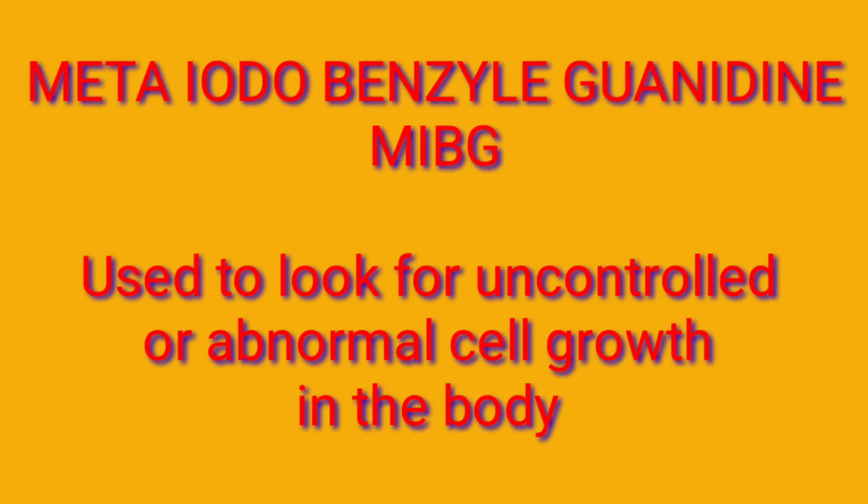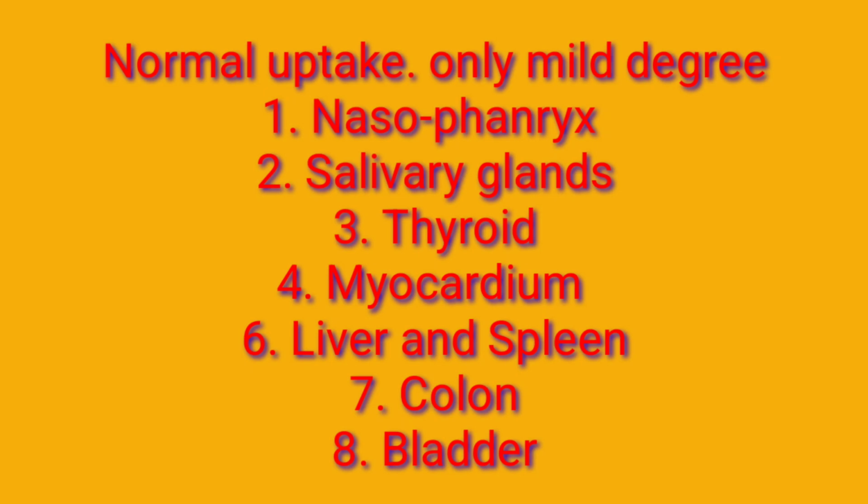Meta-iodobenzylguanidine is a radiopharmaceutical used in nuclear medicine. Nuclear medicine is the branch of diagnostic radiology and is used for the purpose of diagnosis. Mainly the function of this radiopharmaceutical is to look for uncontrolled or abnormal cell growth within the body. It is usually used to detect abnormal growth or abnormal cells, but this pharmaceutical is also taken up by the normal tissues. This would be considered a normal uptake, and it would be of mild degree.